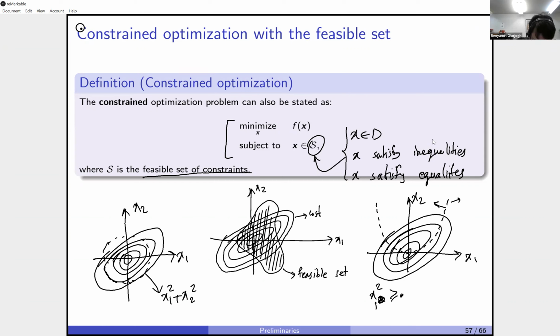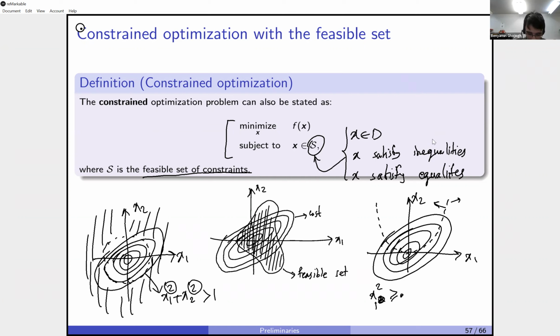And what is this? For example, the feasible set is here. It means that x1 squared plus x2 squared should be greater than or equal to 1. For example, this is 1, the radius 1. So this is the constraint, and the feasible set is nonlinear, as you see. It means that the constraint is nonlinear because we have a squared here.